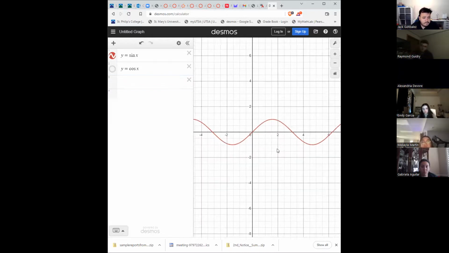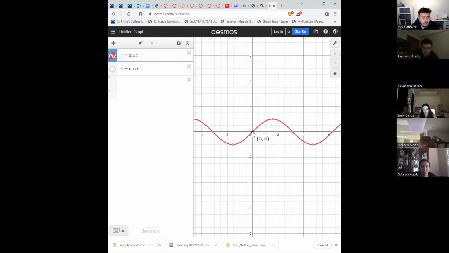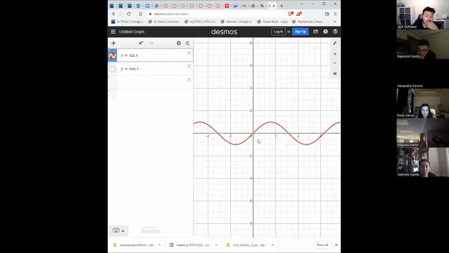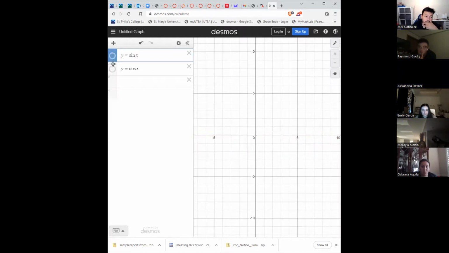Sine is 0 at 0, 1 at pi over 2, 0 at pi, negative 1 at 3 pi over 2, and 0 at 2 pi. So if you look at your unit circle, all the sine values correspond appropriately. Same stuff on the circle right here for the y values, right? So that's what sine looks like.